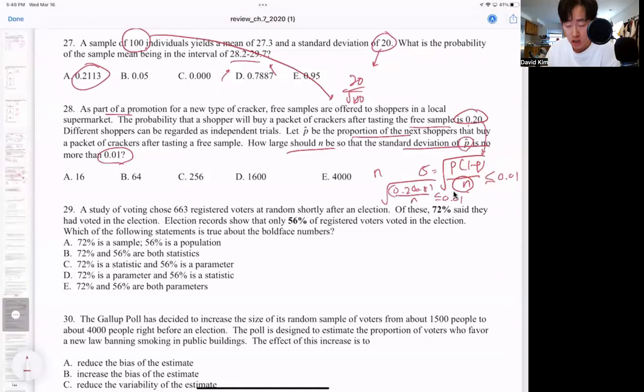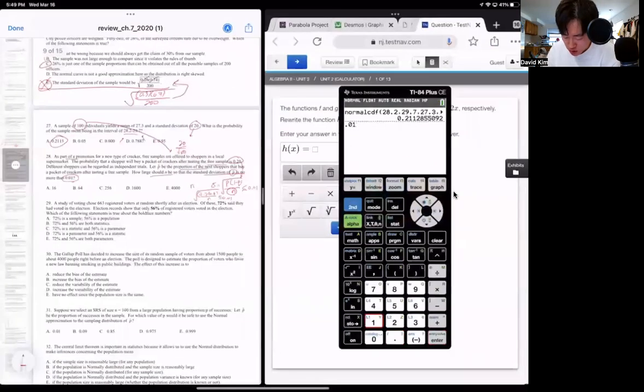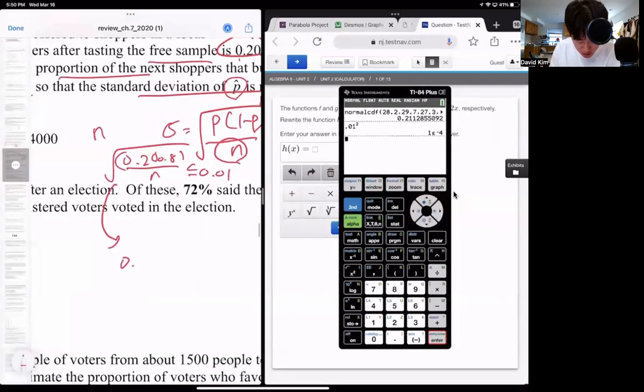Let's try to solve this algebraically. I am going to square both sides, 0.01 squared, which gives me 0.0001. I'm just going to do this real quick: 0.2 times 0.8 is 0.016. Oh, I'm sorry, 0.16. Sorry about that. That is over N, and this should be approximately less than or equal to 0.0001.